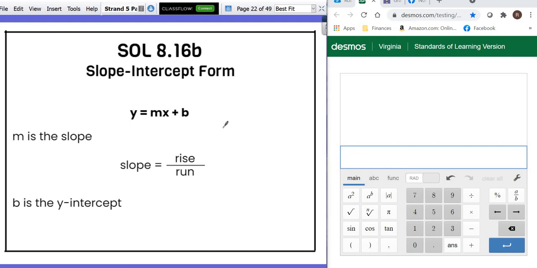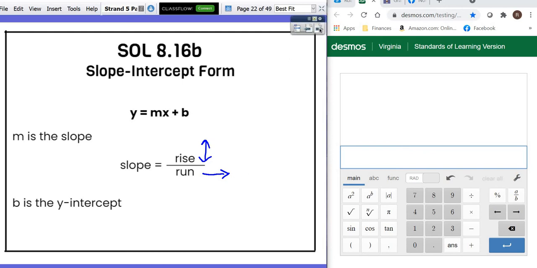Now we're going to talk about slope-intercept form, and you're going to need this for a very long time. So you need to remember y equals mx plus b. The m is your slope, which is your rise, how far something goes up or down, and your run, how far something goes right or left. Okay? And the b is your y-intercept. That's where a line crosses the y-axis.